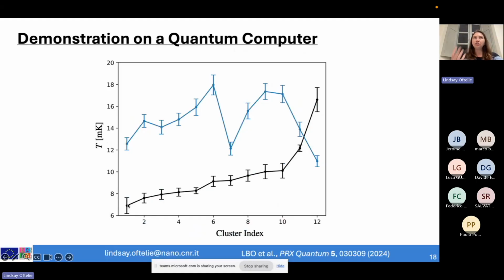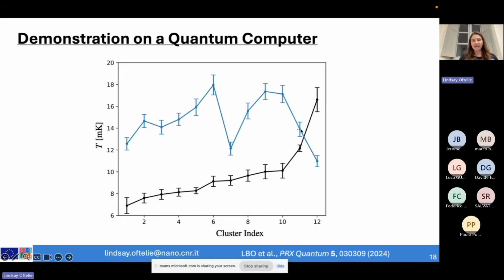I ran an initial calibration circuit to estimate the effective initial temperature of the target qubit in each of these clusters. Because it's arbitrary how I label my clusters, I decided to label them in increasing order of their initial temperature. So this black line is showing the initial temperature of my different clusters. I then performed dynamic cooling in each of the clusters and measured the temperature again. And this is what I found for the final temperature after cooling.